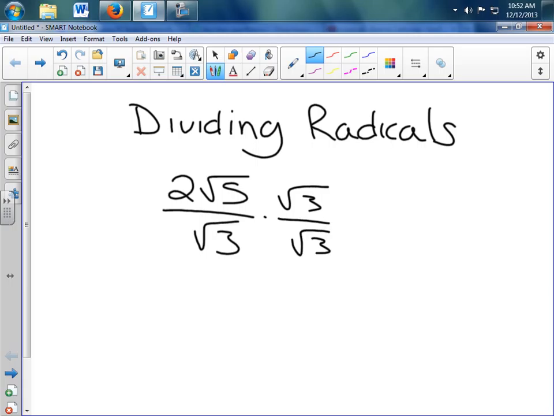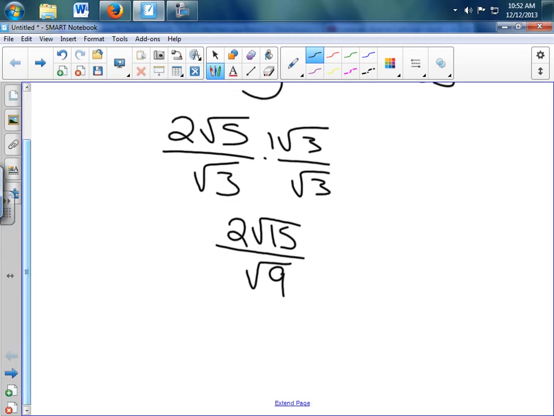Okay, if this was a 5, I'd be multiplying by square root 5. And so now remember, when we multiply, we have to multiply like parts. 2 times 1 is 2. Square root 5 times 3 is square root 15. And on the bottom, you're going to take the square root of 3 times the square root of 3, which is 9. And the square root of 9 is 3. And that's what you call rationalizing the denominator. Okay?